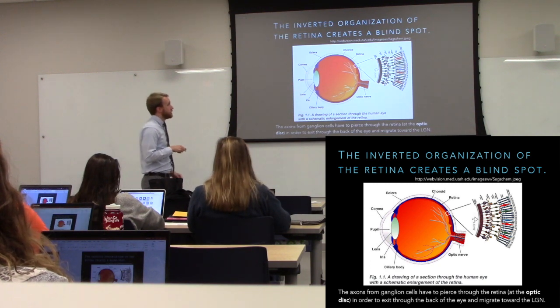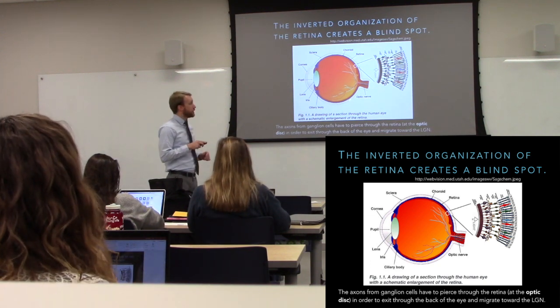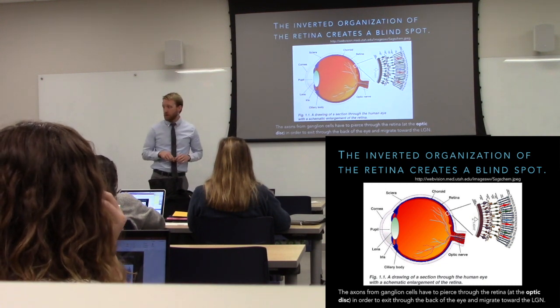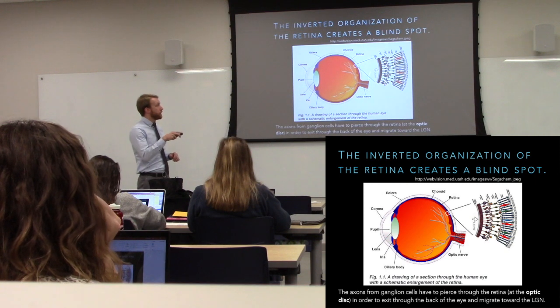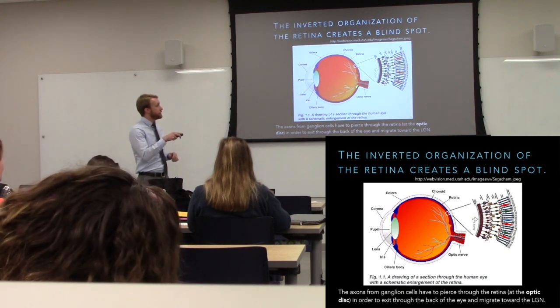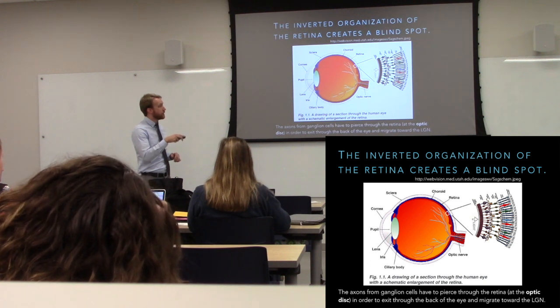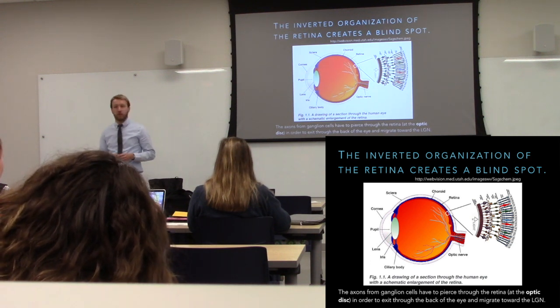Because of this arrangement, that optic nerve that we create has to find a way of piercing through the retina. So those axons from retinal ganglion cells are running on the surface, and they're going to emerge at the optic disc to create the optic nerve. And at that point, you of course have a blind spot.